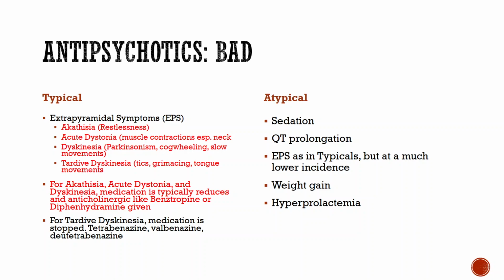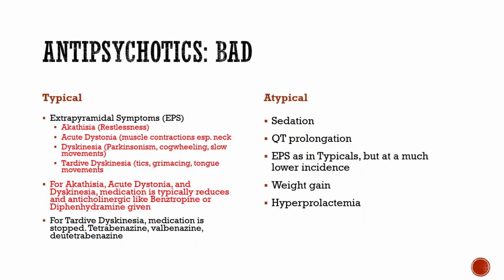So our antipsychotics, bad. Our typical antipsychotics, as you can see, can do quite a bit of harm here. And this includes our extrapyramidal symptoms, our akathisia, or restlessness, our acute dystonia, which is that muscle contraction, especially in the neck. Our dyskinesia, which is that Parkinson-like effect, Parkinsonism, where a patient will be cogwheeling and have slow movements. And then we have our tardive dyskinesia, which includes that tic, grimacing, and tongue movements, a lot of mouth movements with tardive dyskinesia.